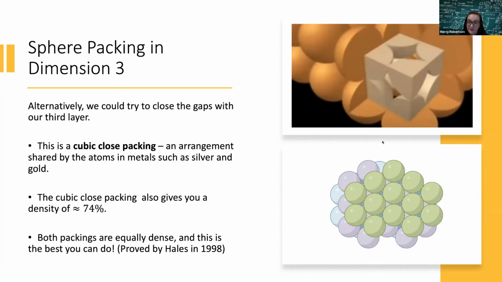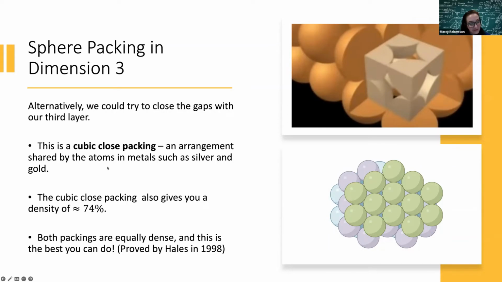This type of arrangement is also very common in nature. It's the atomic arrangement for metals such as gold and silver. And what do you know? This cubic close packing also gives you a density of 74%. In fact, there are an infinite number of ways you can keep doing this, and if you study chemistry and crystals, you'll see a lot of them. But these are the best you can do, in fact.